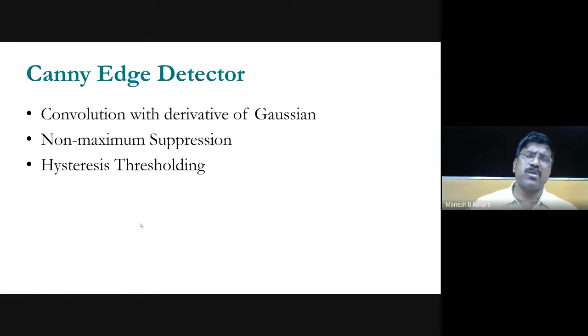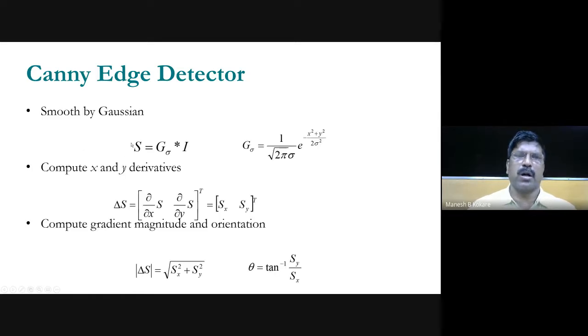Now, there are five stages in the Canny edge detector. You have to do the convolution with the derivative of Gaussian, then do non-maximal suppression, and after that hysteresis thresholding. So how does the Canny edge detector work? Basically, you first smooth the image with a Gaussian function, which is given by this. This removes the noise, so noise removal is done in step 1.